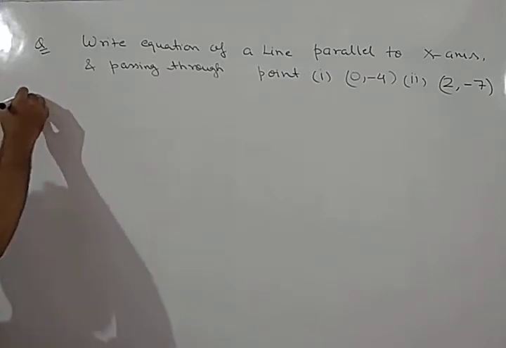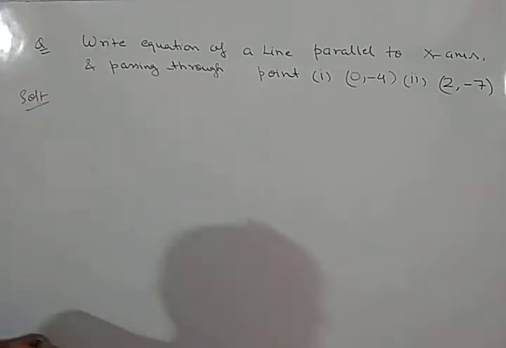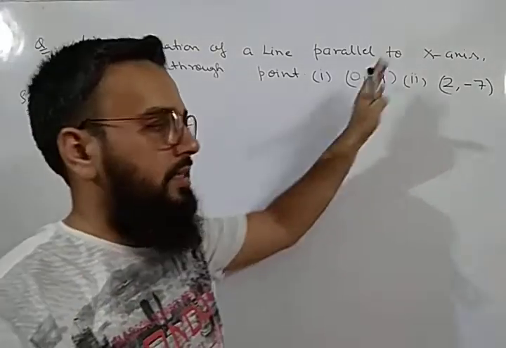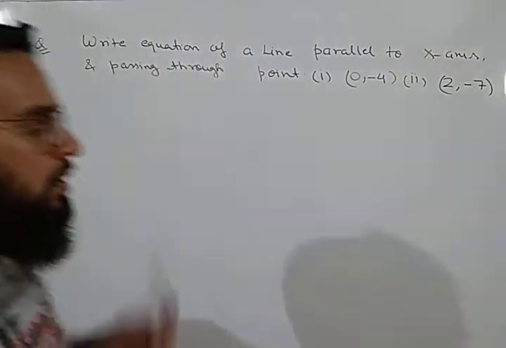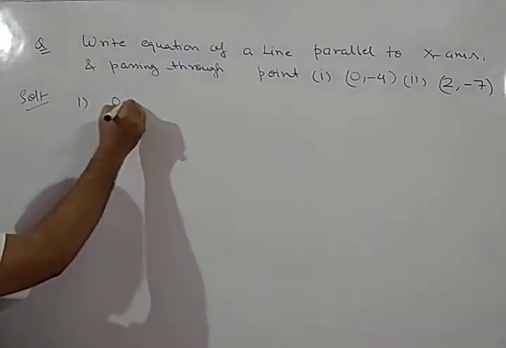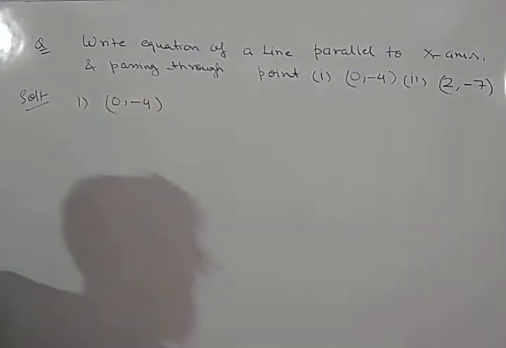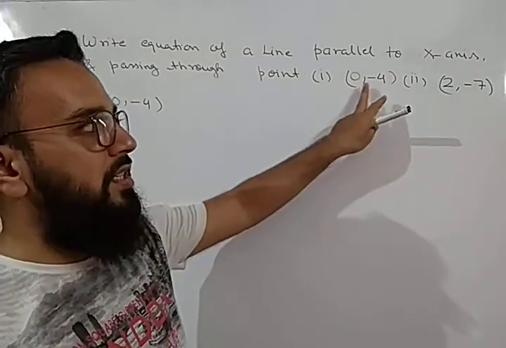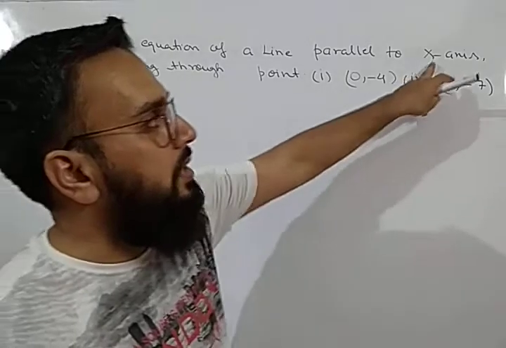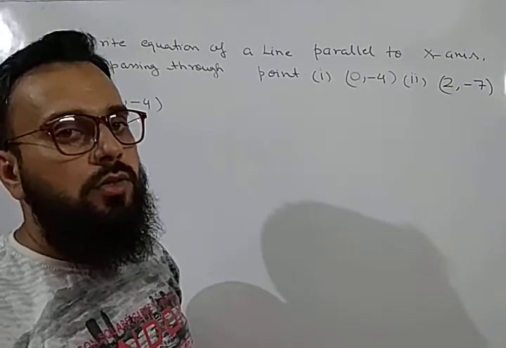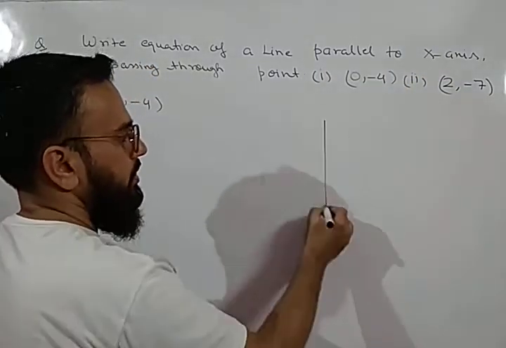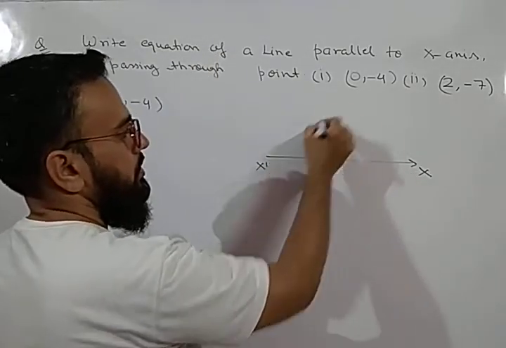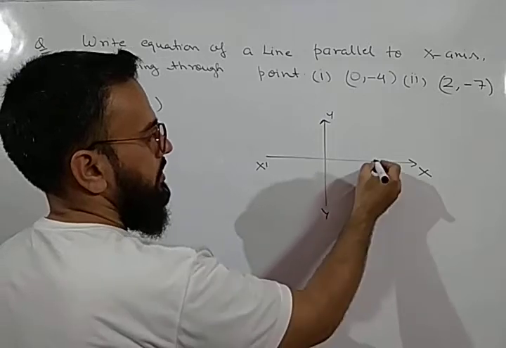Okay, so we have to find the equation of lines which are parallel to the x-axis and passing through this point, first part, and second part this point. The first point which is given is (0, -4). It means the equation is passing through this particular point (0, -4), and it is parallel to the x-axis. So if you remember, the graph of any equation which is parallel to the x-axis.